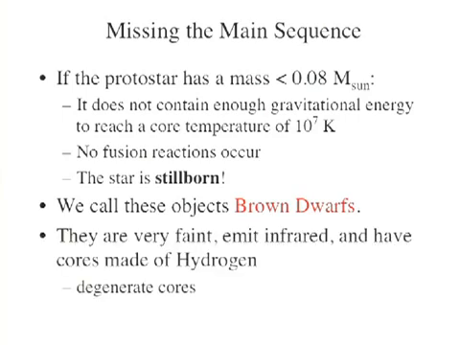Okay, they're very faint. They emit infrared, and they are made of hydrogen. We say their core is degenerate. Who remembers what degenerate means? Anybody? I told you about degeneracy pressure last time. Anybody want to tell me what it is to be degenerate? Come on, somebody must remember what I said. What is a degenerate star? Anybody?